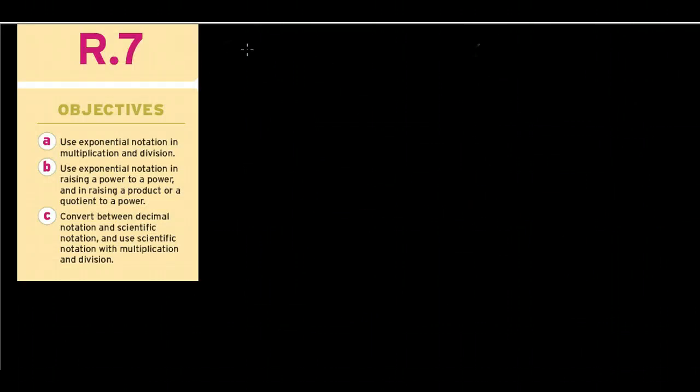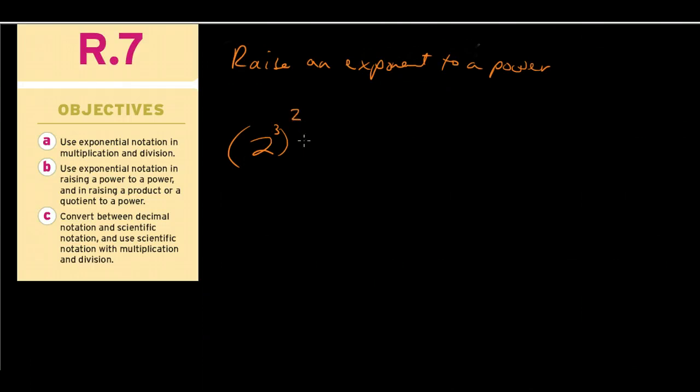Well, so far we've looked at the product rule for exponents. We've looked at the quotient rule for exponents. So let's see what happens when I raise an exponent to a power. Let's say I have 2 to the 3rd power and I'm raising it to the 2nd power.